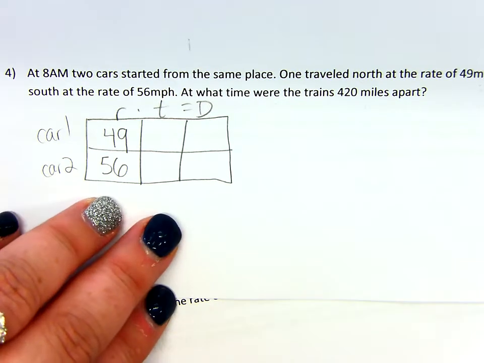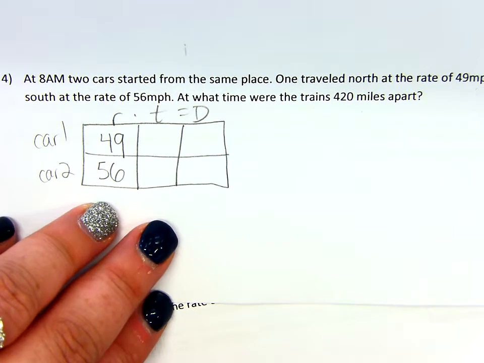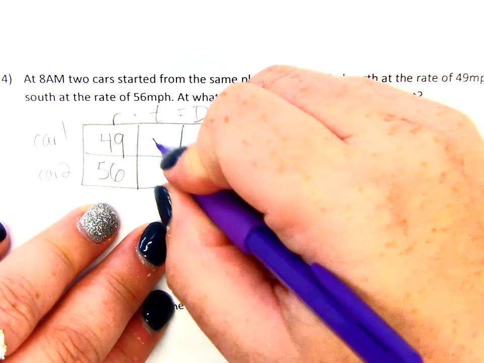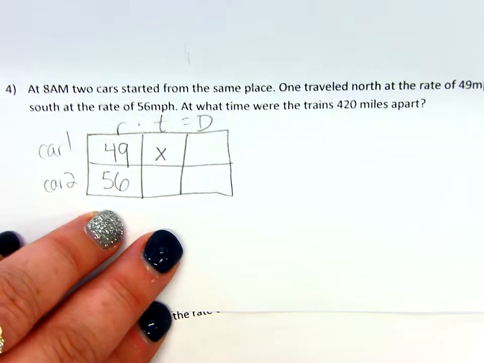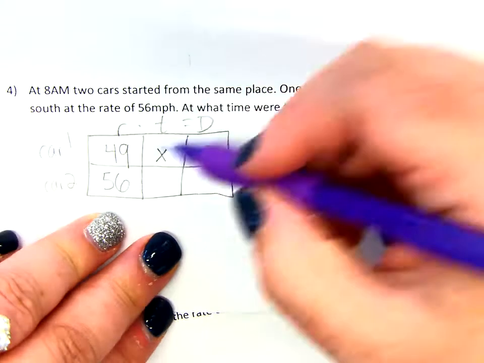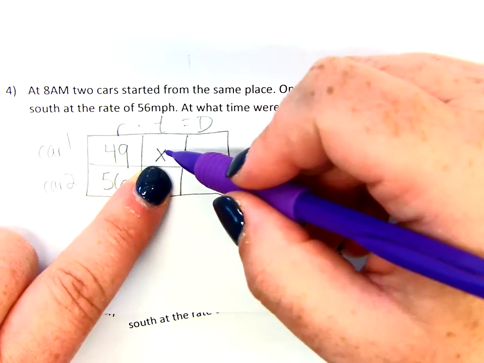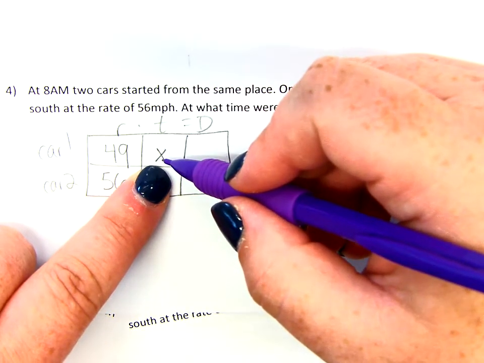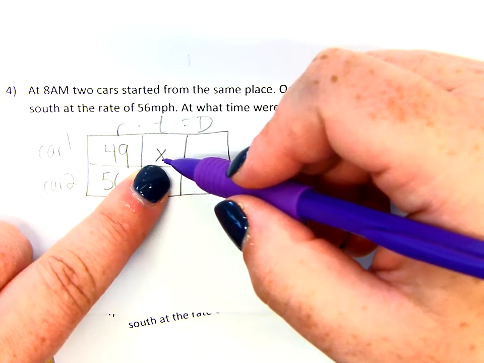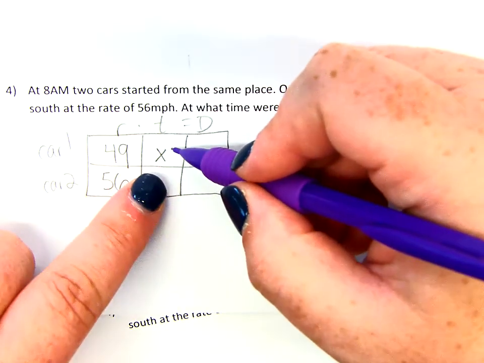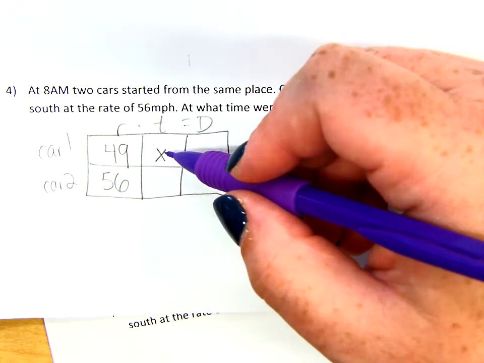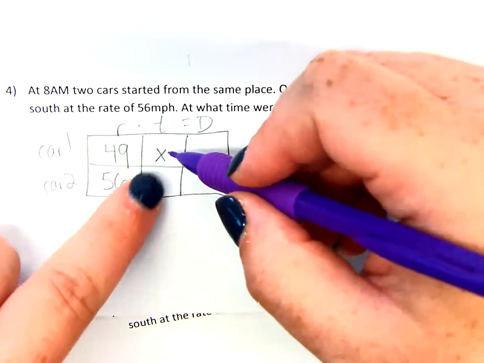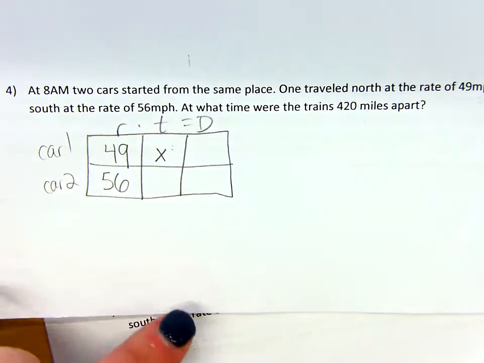How long was car 1 traveling for? X. You don't know. I hope nobody put an 8 in there because you saw 8 a.m. Remember, time of day has nothing to do with this time right here. Who cares? They could have left at any time of day. This is length of time traveled. So I don't care what time you leave at. I care how long you've been traveling for. And I don't know how long it's been traveling for.